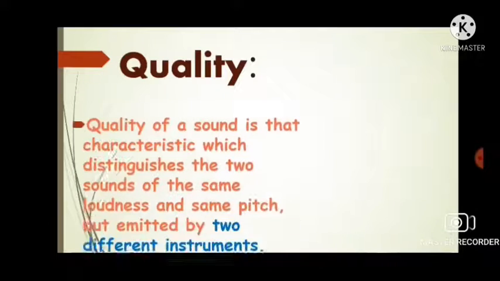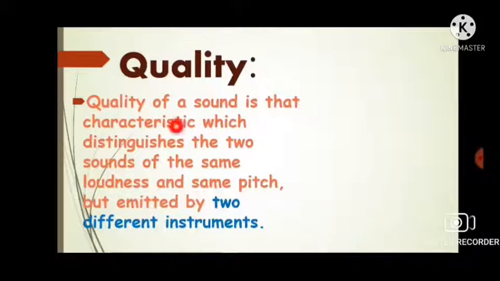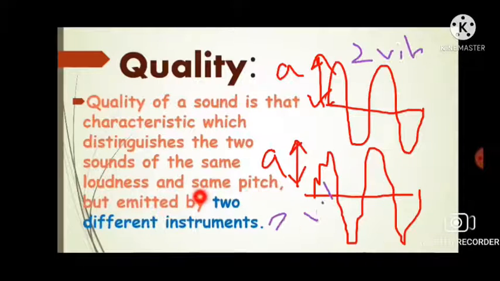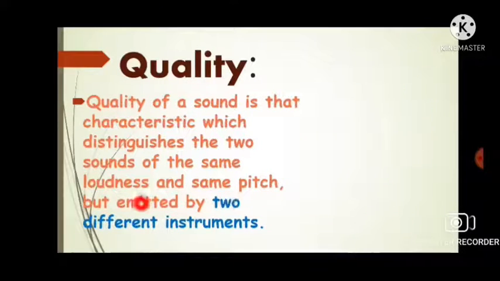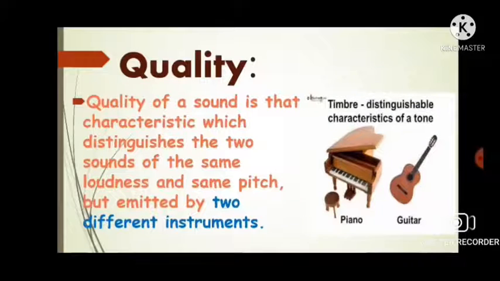Now let's discuss another characteristic of sound, that is quality. Quality of a sound is that characteristic which distinguishes two sounds of the same loudness and same pitch. That is, sounds which have the same amplitude and same frequency but are emitted by two different instruments. So if we take a piano on one side and a guitar on the other, the waveform, the timbre, will be different for both the sounds. So that will define the quality.